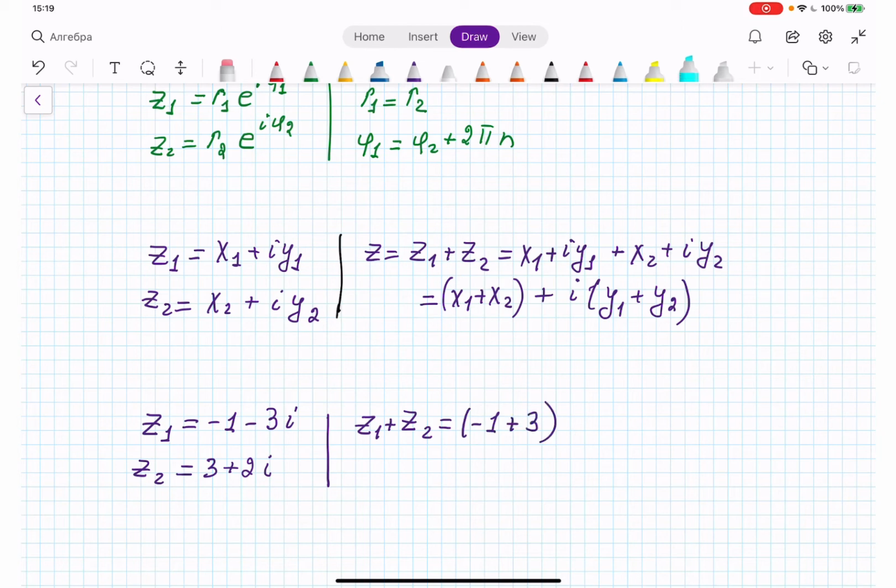Let me show you here, -1 and plus 3, right? And so we are going to do plus i times (y1 plus y2). Here y1 is -3 and y2 is +2. So it's going to be -3 plus 2. And the answer is 2 minus i. Let's do one more example.